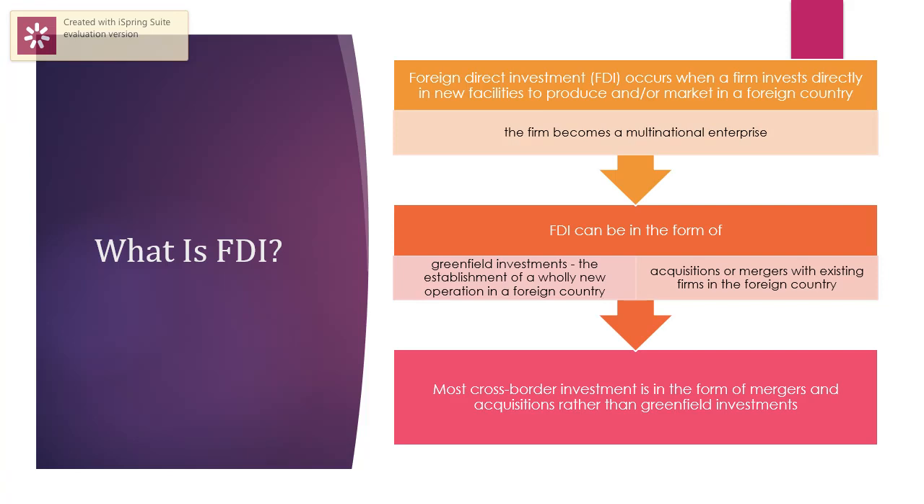FDI can be in the form of two different types. One is called greenfield investment, and the other is in the form of acquisition or merger. In greenfield investment, the company establishes wholly new operations in the foreign country. That means they start from ground zero, from scratch, and they build and construct all their production plants, services, and infrastructure that is required, and they invest a huge amount.